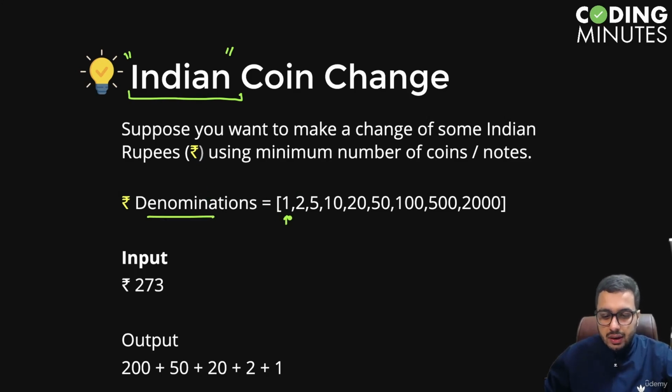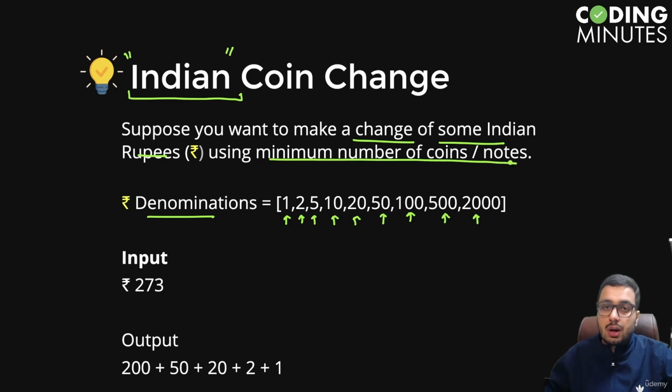We have a 1 rupee coin, a 2 rupee coin, a 5 rupee coin, a 10 rupee note, 20 rupee note, 50 rupee note, 100 rupee note, 500 rupee note, and a 2000 rupee note. So these are the denominations of currency that we have in India. We want to make change of some Indian rupees using the minimum number of coins or notes.